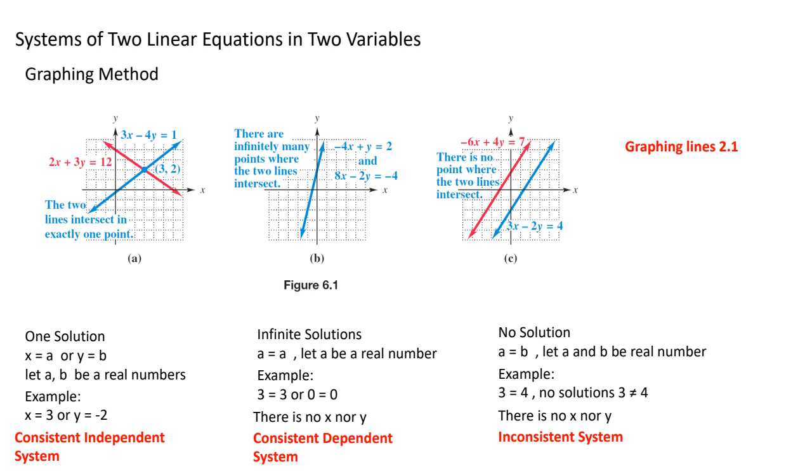And when we have a situation where we have no solution, or parallel lines, we call this an inconsistent system. When we have one solution, we call this a consistent independent system, where we have one answer. And when we have an infinite number of solutions, it's still consistent, but it's a dependent system. Okay. So these are just terminologies to help you understand the material better.